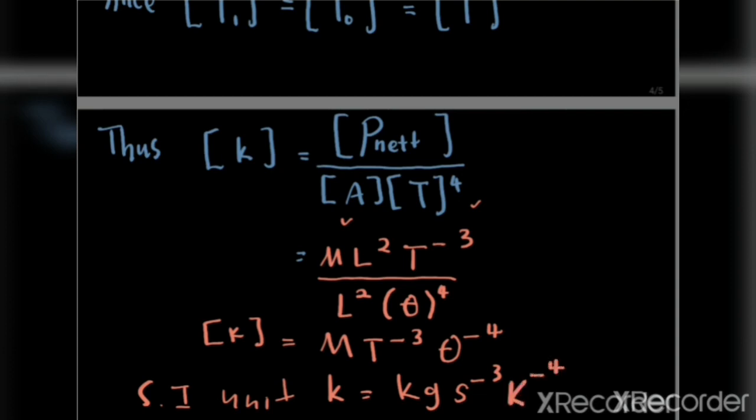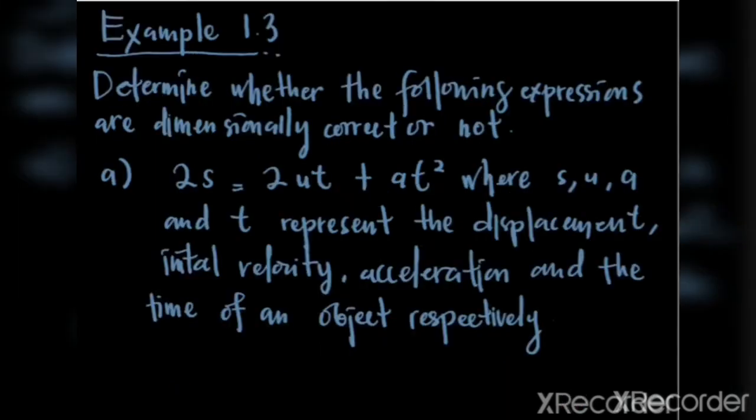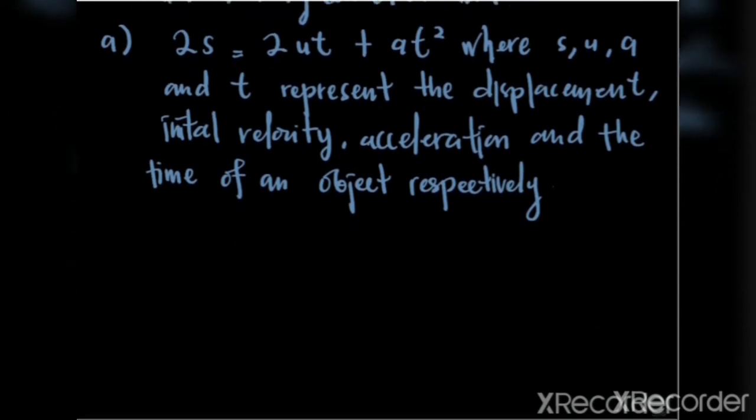Okay, so the SI unit for K is kg s^-3 K^-4. Example 1.3. Determine whether the following expressions are dimensionally correct or not. For question A, the equation is 2s = 2ut + at², where s, u, a, and t represent the displacement, initial velocity, acceleration, and the time of an object respectively.